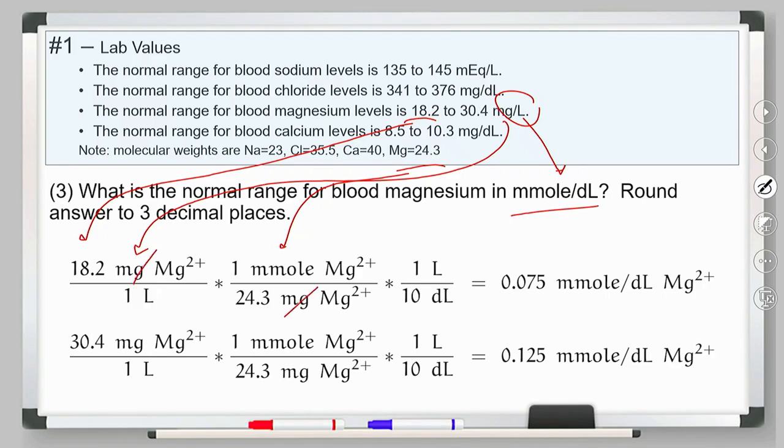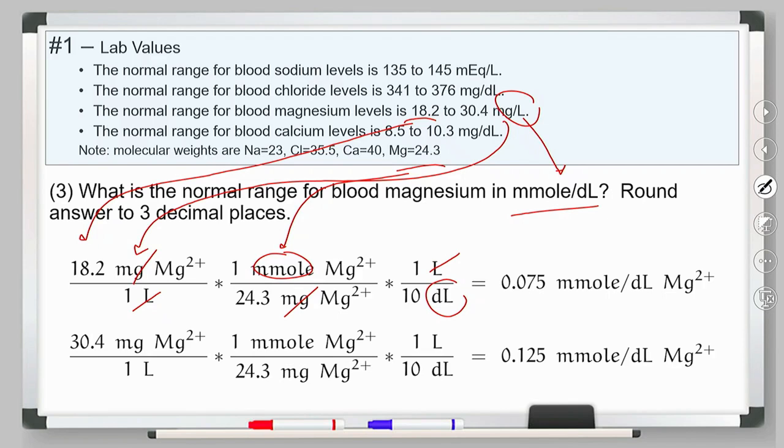I just need to fix my volume here. Since I want to go from liters to deciliters, I need to divide by 10 so that liters cancel, and I end up with millimoles per deciliter. So 18.2 divided by 24.3 divided by 10 gives me 0.075.